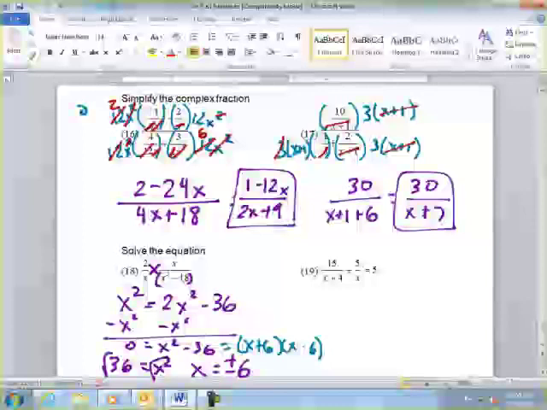Now, do both of those solutions actually work? If I plug in a 6, will I end up dividing by 0? No. If I plug in a negative 6, will I end up dividing by 0? No. So they are both good solutions for our final answer, but double check and make sure that they don't cause us to divide by 0. If they do, they don't really work then. So we would not want to include those in our answer.